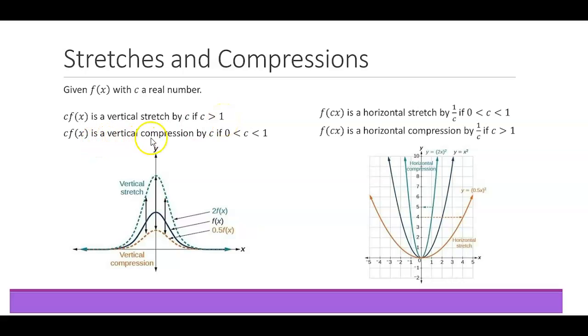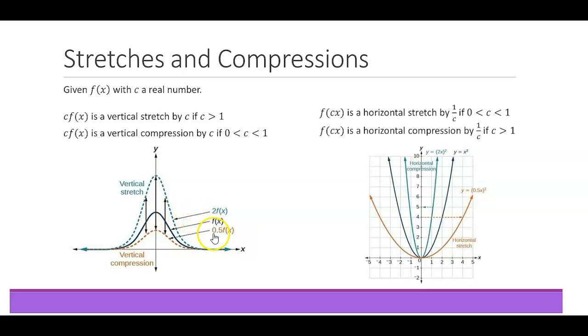But I have a vertical compression by c if c is between 0 and 1, like a half. So if I'm multiplying by a half, I'm actually compressing it, right? I'm halving it. But if I multiply by something bigger than 1, like 3, I'm stretching it by a factor of 3. So here we can see this graph of f of x, and if I consider 2 times f of x, I have a vertical stretch. So now that graph is stretched out up and down, so we can see that it's above the other function.